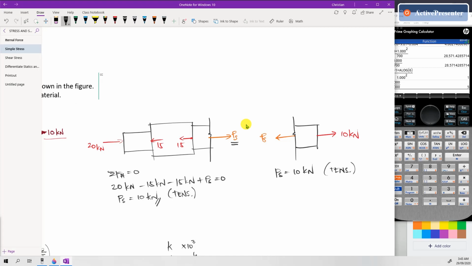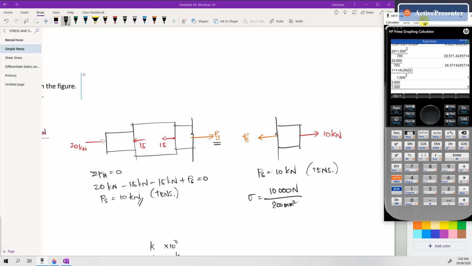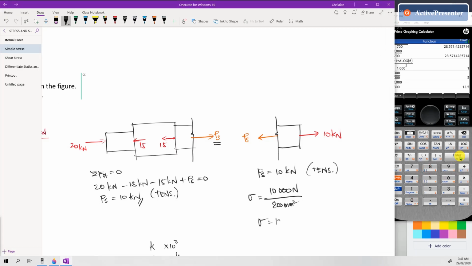Okay? Then solving for stress. Okay, so solving for stress, then we have 10 kilonewton is 10,000 newton over. So given yung area niya na 800 millimeter squared. Okay, so 10,000 divided by 800. So we have 12.5 megapascal. Okay?